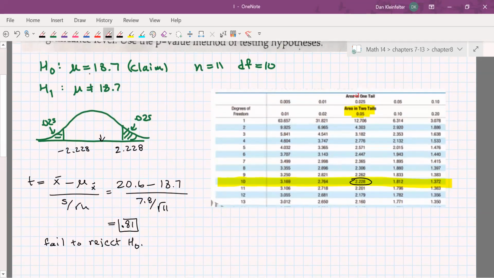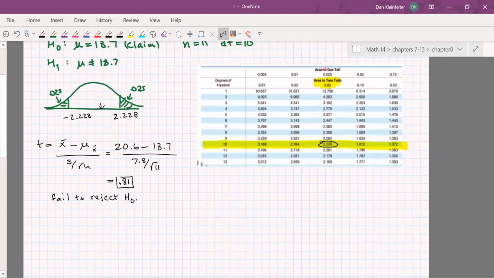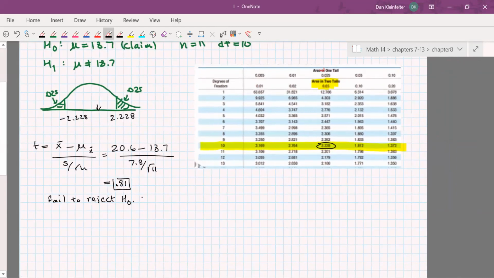Remember, we can't say that that supports the claim because we're already assuming the claim is true. We could say that there's not enough evidence to reject or refute the claim. There's not enough evidence to refute the claim.